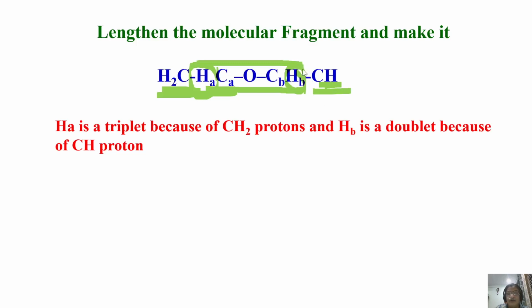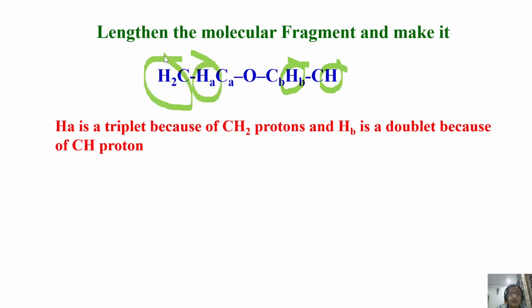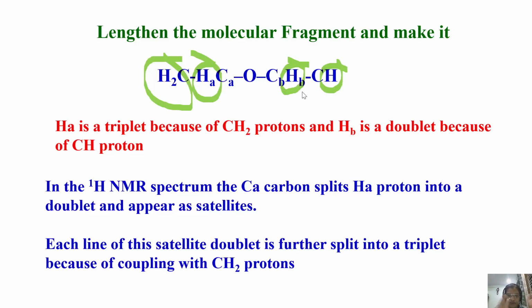So we are seeing only coupling between this Hb with this CH proton and this Ha with this CH2 proton. That's all we assume. So as a consequence, this Ha is a triplet and Hb is a doublet. That we all know how to get, the multiplicity pattern. We have already understood long back. So this is what it is.